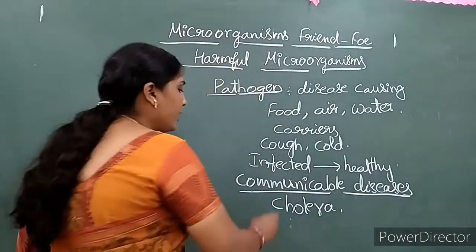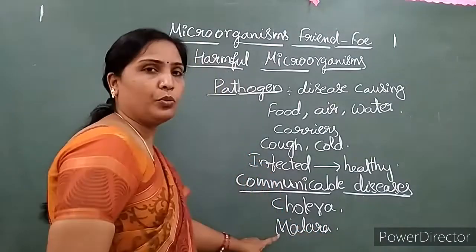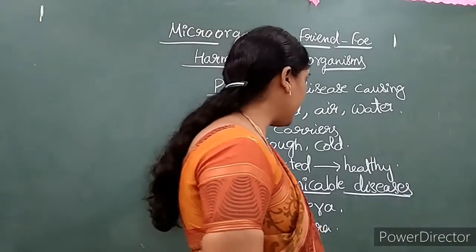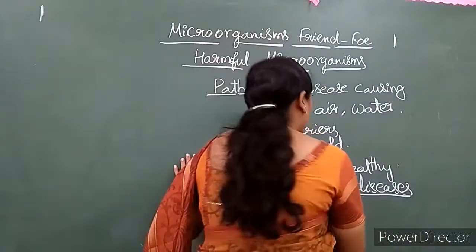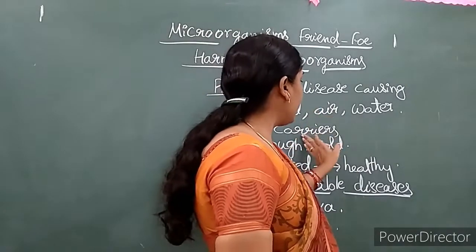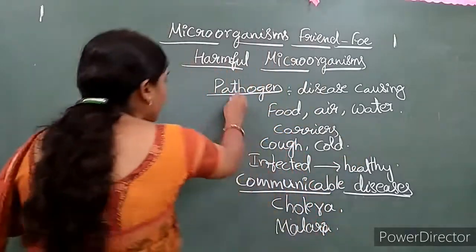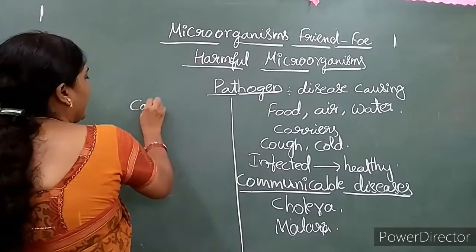Like malaria. Is malaria spread by water or food? No. Malaria is spread by animals like insects. Those are known as carriers. So carriers we will see now. What is the meaning of carriers?